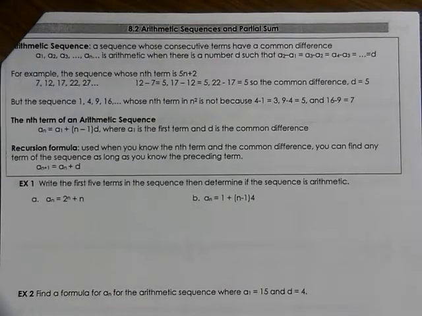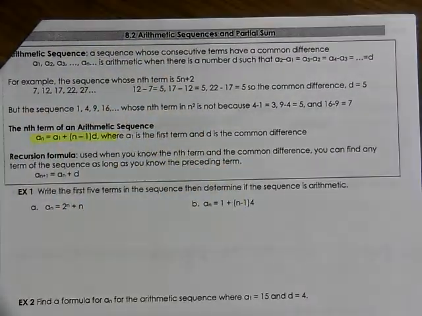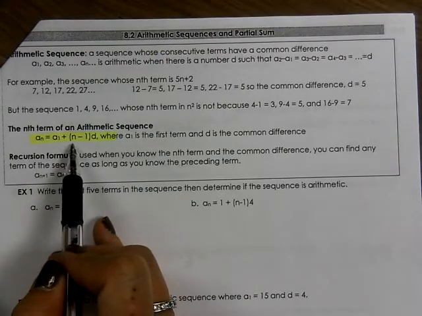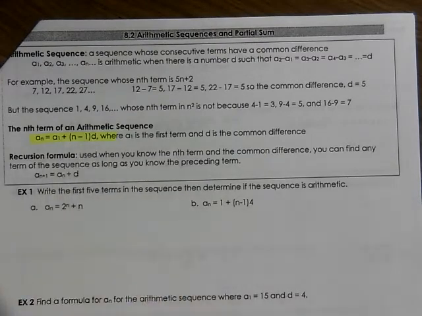The nth term of an arithmetic sequence, this is an important formula to know. So you definitely need to memorize this. There's quite a bit of memorizing in this unit, so maybe you want to make some note cards or something. It's your choice. A sub 1 is the first term. N is the number of the term that you're on or trying to find. And D is your common difference.